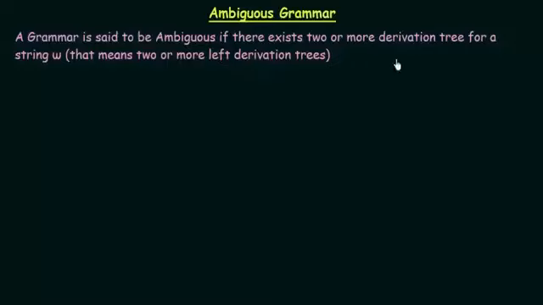When we say two or more derivation trees, we should keep in mind that they should both be left derivation trees. It's not that you form one using a left derivation tree and another using a right derivation tree and that is ambiguous. No, that is not the case. It is only when it can be formed using two or more left derivation trees that it is said to be an ambiguous grammar. Now let's take a simple example to understand this in a better way.